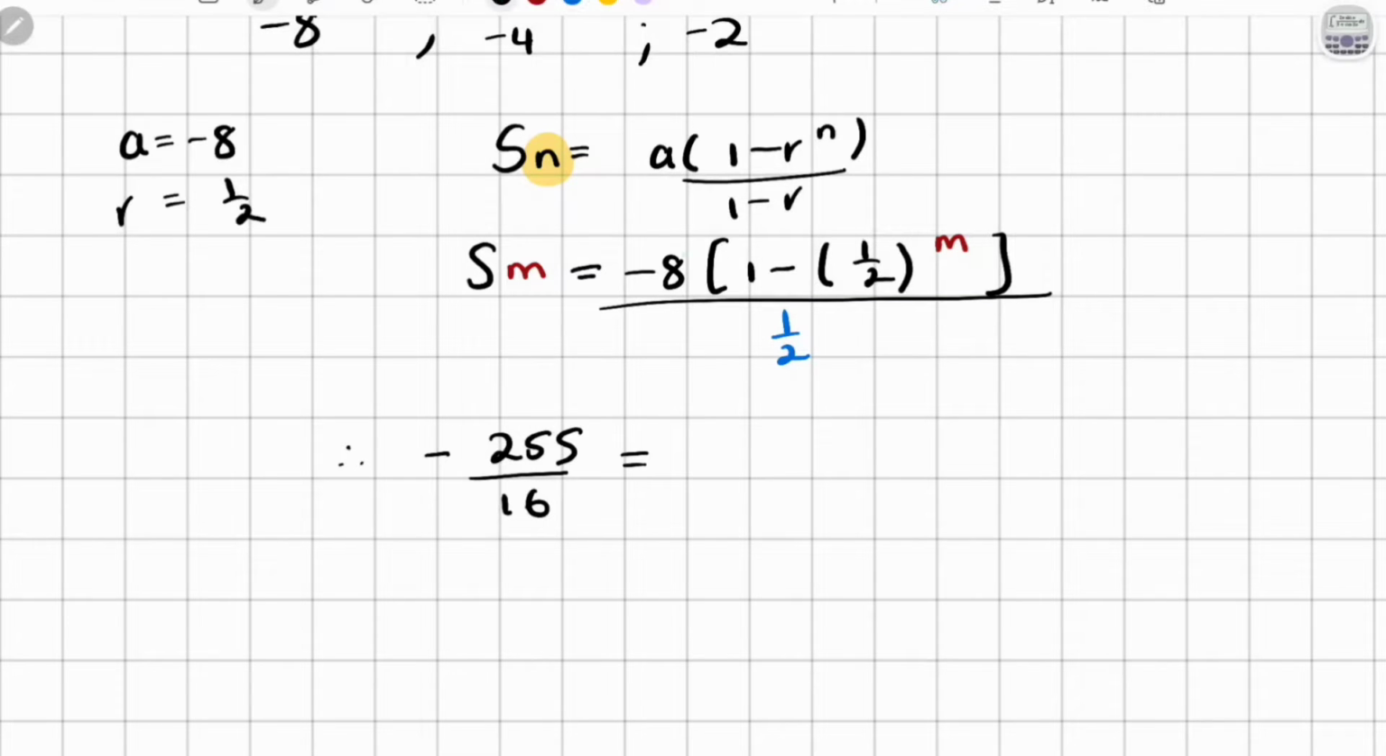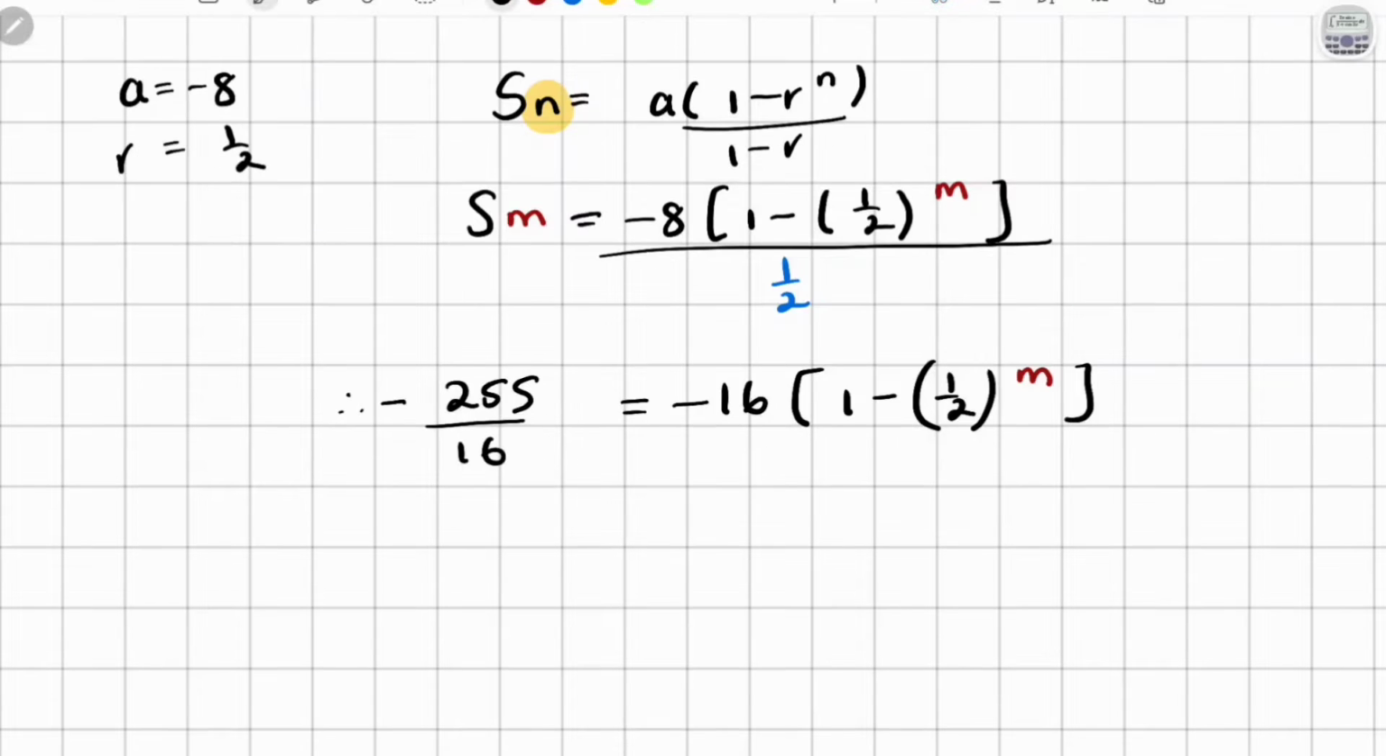And I also know that if I say negative 8 divided by a half, you can't put that on your calculator. That's going to give you negative 16. Then I still have my bracket, 1 minus a half raised to the power of m, and then close bracket. And now that we have this, in order to get to m, we're going to have to get rid of the negative 16. So we're going to divide both hand sides by negative 16.